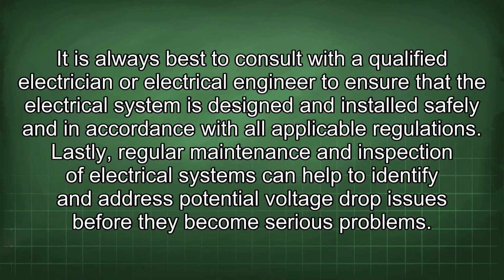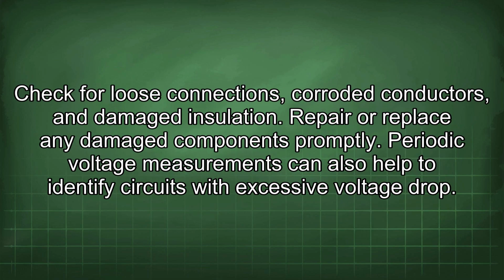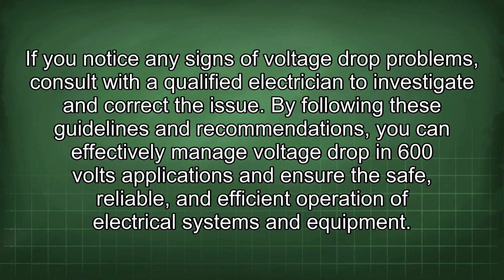Lastly, regular maintenance and inspection of electrical systems can help to identify and address potential voltage drop issues before they become serious problems. Check for loose connections, corroded conductors, and damaged insulation. Repair or replace any damaged components promptly. Periodic voltage measurements can also help to identify circuits with excessive voltage drop. If you notice any signs of voltage drop problems, consult with a qualified electrician to investigate and correct the issue.